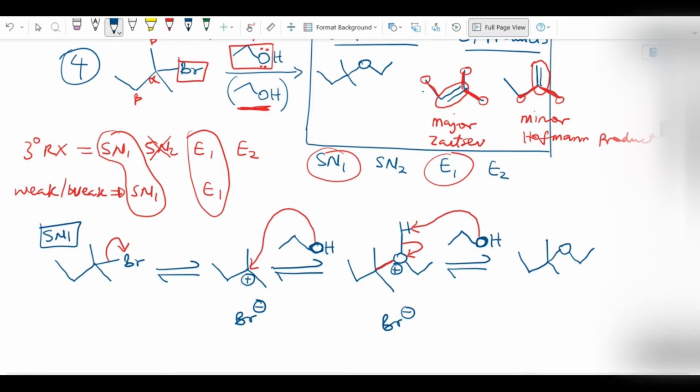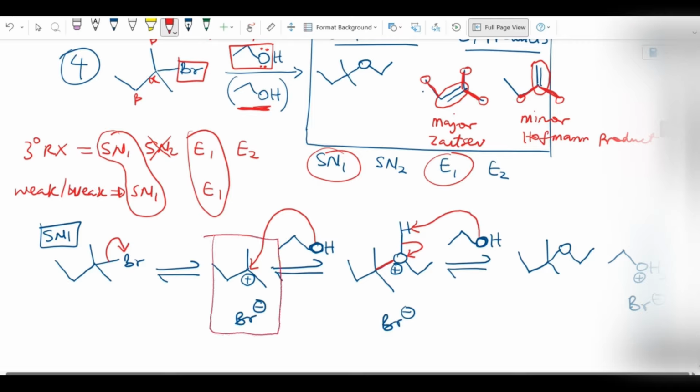Then when the base pulls off the proton, that alcohol will then form an oxonium ion. Because the oxonium ion is positively charged, the bromide ion will be attracted to it. Again, whenever you draw a mechanism, you want to show all the intermediates, and also make sure that you account for all the charges.